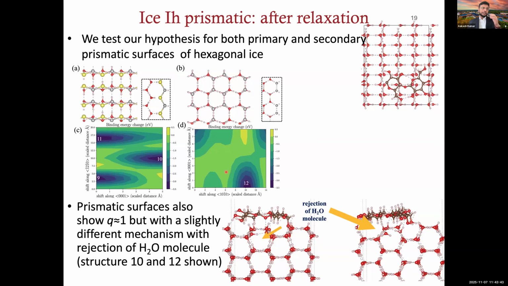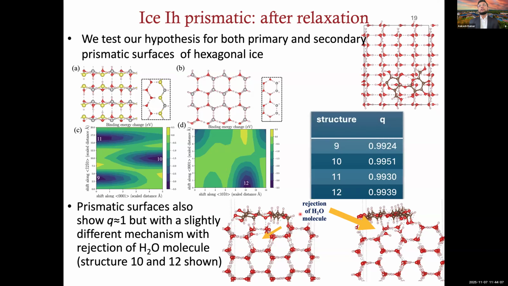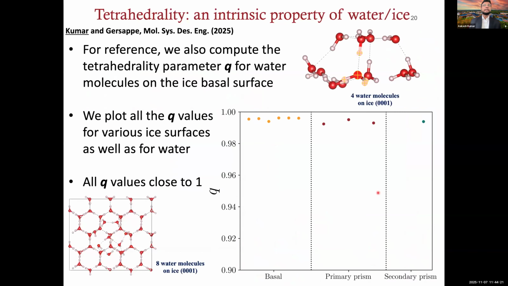One interesting thing we noticed was that here also we do have that CO bond forming, which you can see here. I don't know if it's very clear, but it's this one here, the same CO bond that forms. But we also observe that there is a rejection of one water molecule, which means that the mechanism might be slightly different when you have cellulose binding to the prismatic planes. But the central theme again was that the Q values that we computed were very close to 1, which suggests that cellulose is again preferring to form the tetrahedral geometry with these prismatic planes, as it was doing for the basal planes, right?